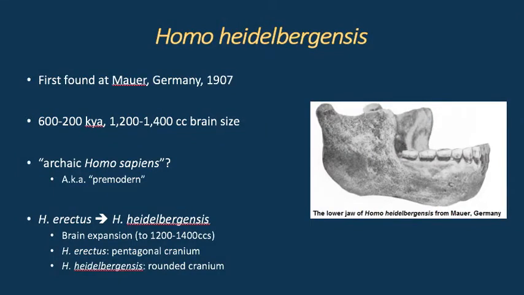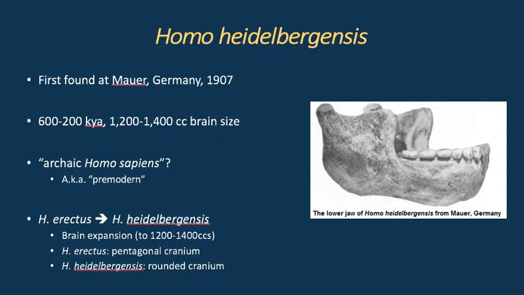Okay, so we'll talk about just a few species here. Again, we're keeping it as simple as possible. Homo heidelbergensis, first found in Germany in 1907. We have a date range between 200 and 600,000 years ago. We're in the thousands now, and a brain size of 1,200 to 1,400 cc's. So this is almost into modern human range, very, very close at least. For that reason, some people call this archaic Homo sapiens, meaning pre-modern.